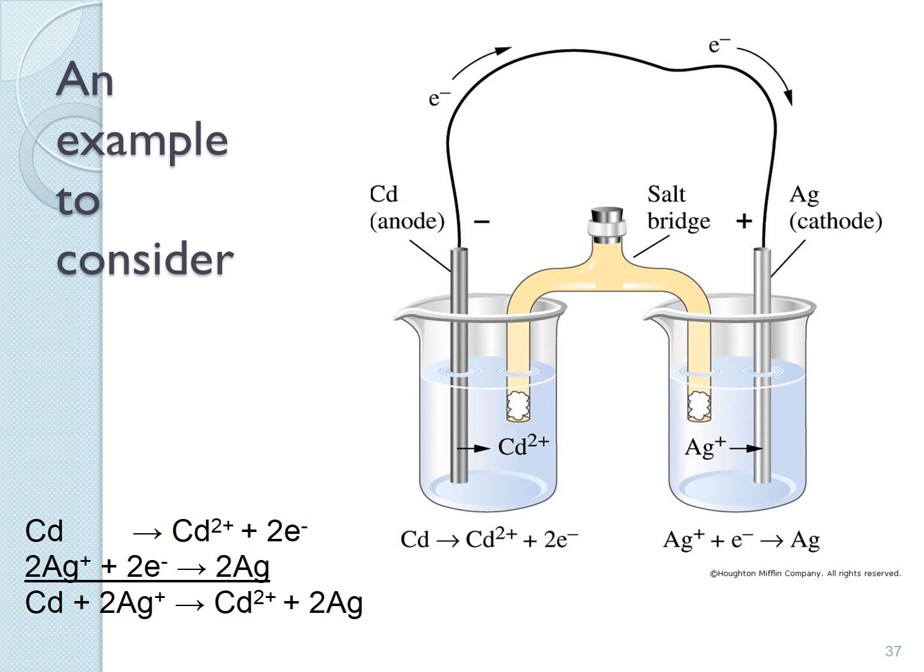Well, cadmium is losing 2 electrons, so in order to balance it out, we have to have the silver gaining 2 electrons. In order to do that, we have to multiply the whole thing by 2. So now the 2 electrons cancel on each side, and we have the cell reaction is Cd plus 2 Ag+ gives us Cd2+ plus 2 Ag.